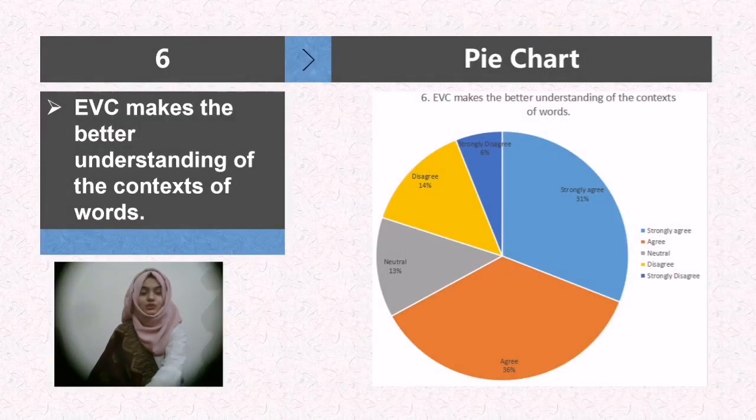Then the next question was, EVC makes the better understanding of the context of words. This statement was asked to judge the effectiveness of EVC for learning the context of vocabulary items. The answer of this question helped in understanding the productivity of EVC in terms of context of the words. So the responses given by the students were: 31 students stayed strongly agree, 36 students said agree, 13 students stayed neutral, 14 of them were favoring disagree, and 6 students narrated strongly disagree. So this shows that EVC is productive in learning the particular context of vocabulary items as well.